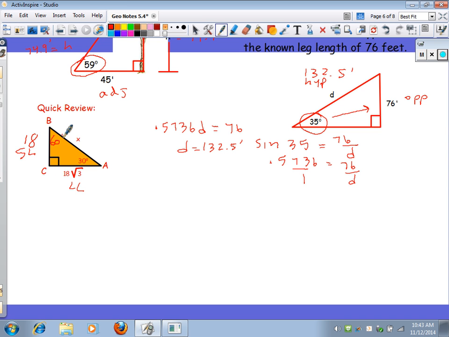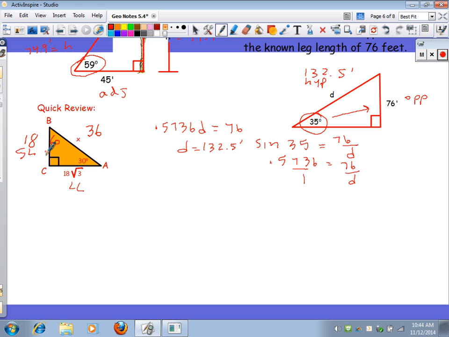What's the ratio from short leg to hypotenuse? 2-to-1 ratio or 1-to-2 ratio. So what's my hypotenuse, the biggest side? 36. You double the short leg to get your hypotenuse. That's just a quick review. 18 radical 3, 18, up to 36. Those would be your three sides.